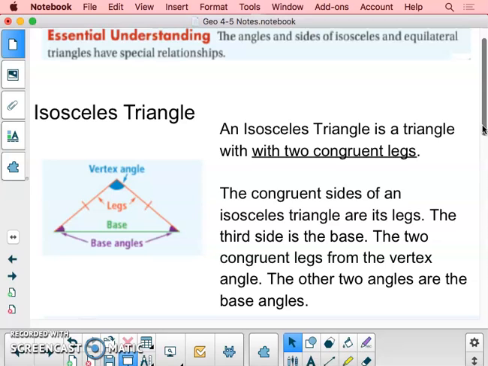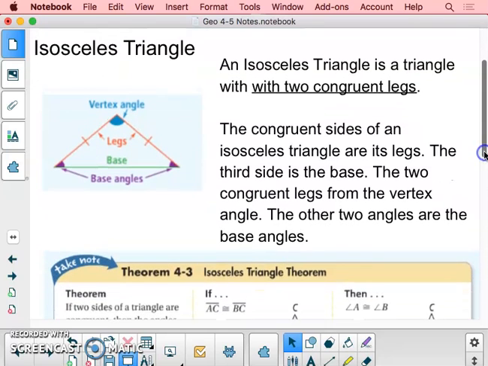So let's define what isosceles triangle means. An isosceles triangle is just a triangle with two congruent legs. So on the one triangle itself, two of the sides have exactly the same length. So what we call the congruent sides legs in an isosceles triangle. There's one more side left, and that third side is called the base. The two congruent legs form something called the vertex angle. It's usually at the top if the base is on the bottom. And then the other two angles are called base angles.